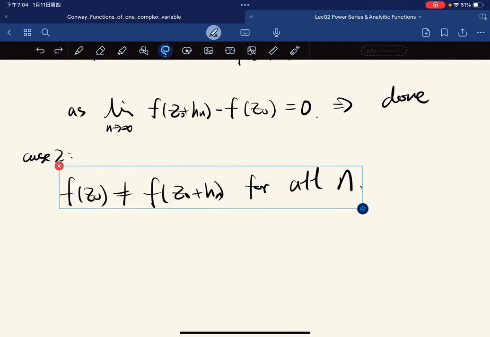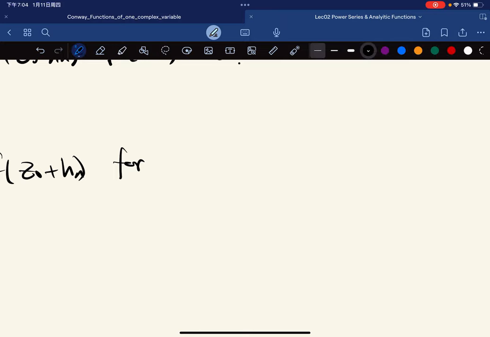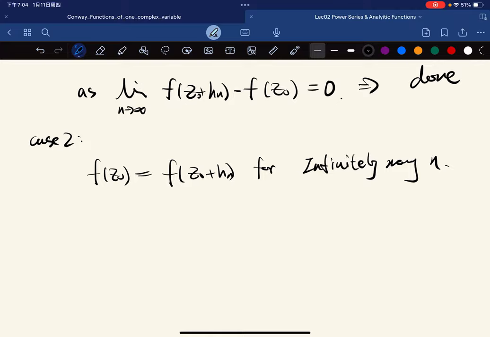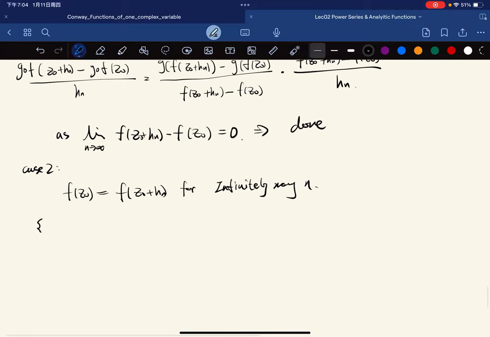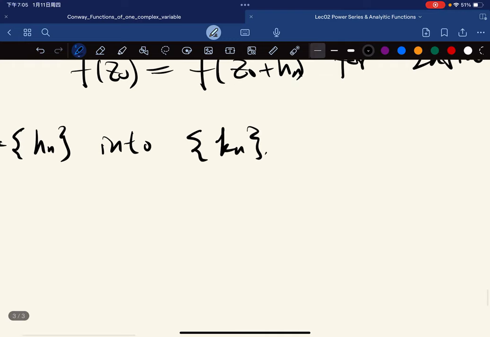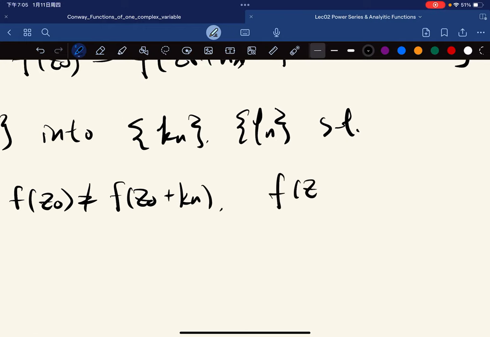When we have this equal to this for infinitely many n, then we can break the sequence hn into two sequences, kn and ln, such that all the kn's disagree with each other, and all the ln's agree with each other.